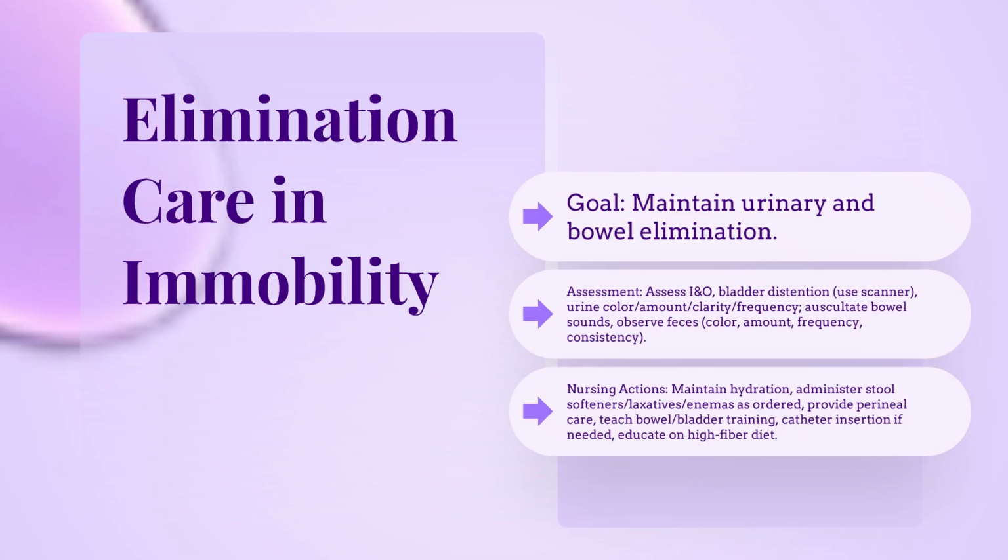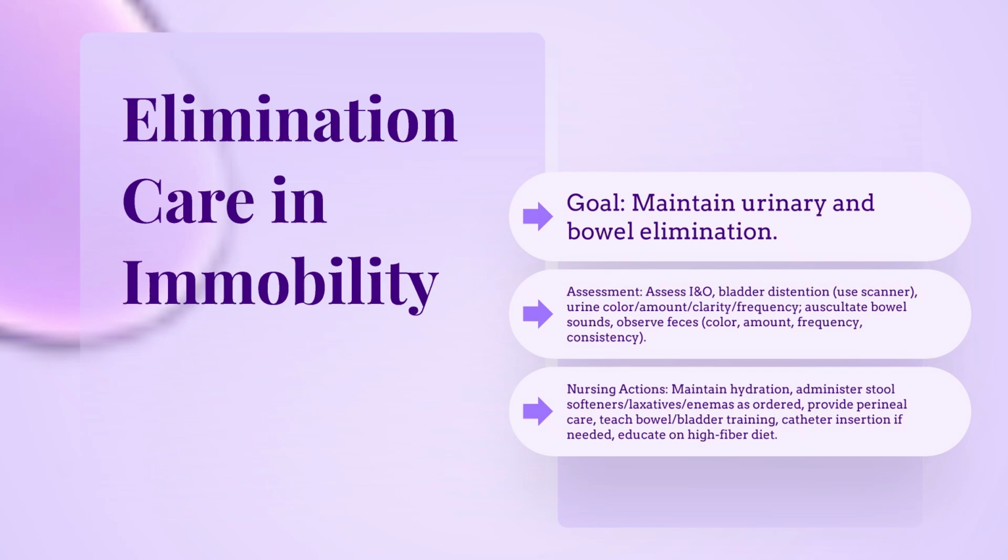Elimination, we just want to maintain it. We're going to keep track of their intake and output. We're going to look for bladder distension. Using a bladder scanner is a nursing intervention that we can do. If the urine in the bladder is more than about 400 milliliters, we're going to call the doctor and say, hey, what do you want me to do? Sometimes there'll be a policy in place. We're going to know what the policies are where we work.